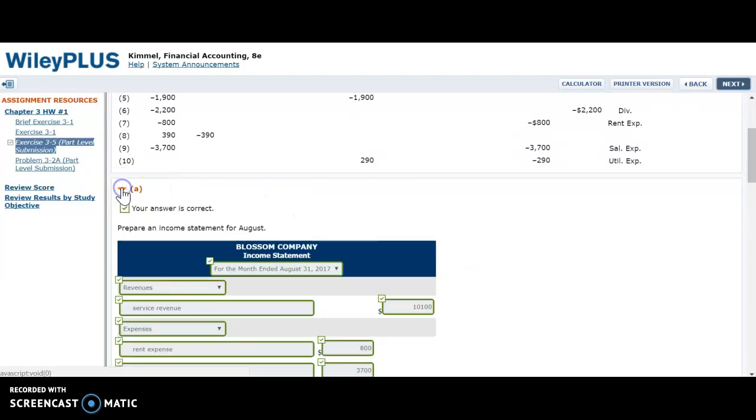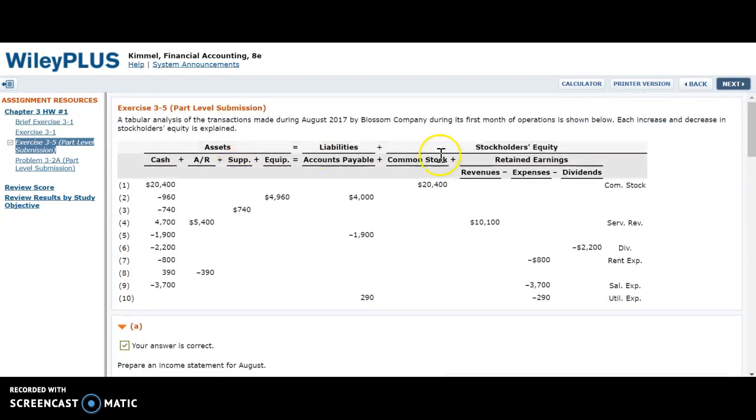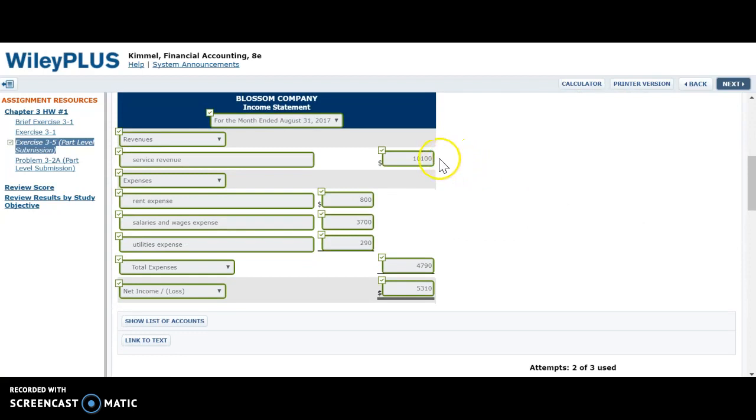We're going to go to part A and work on the income statement. So the first portion is for the month ending August 31st, 2017. They told us at the beginning that it was the month only, and it was in August. So we're going to go to revenues. There's only one slot here for revenues. And if we look here, we can find the service revenues, which is $10,100. So we can plug that in here, $10,100.